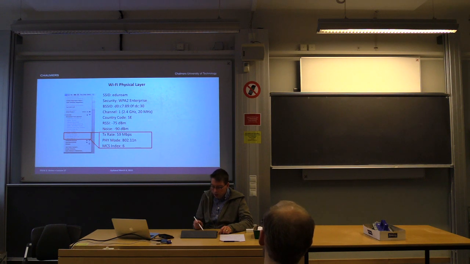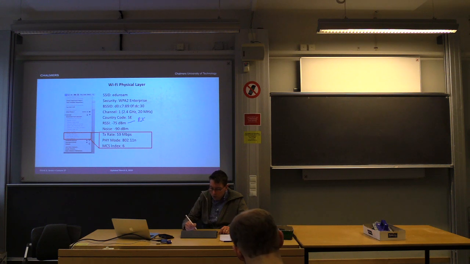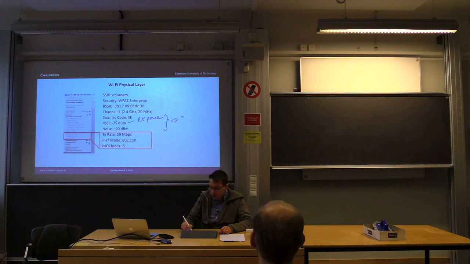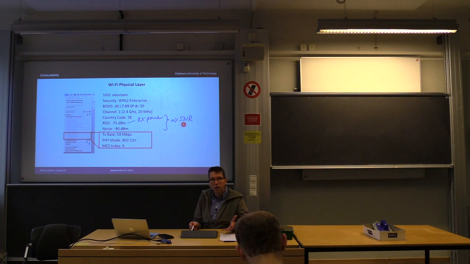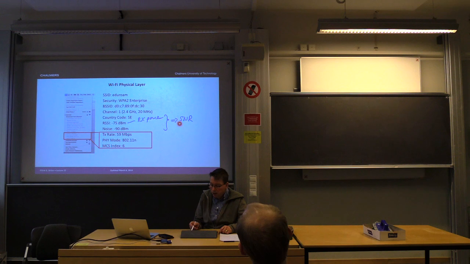RSSI here is the receive power, so this is the RX power, and the noise here is the noise power, and these things together give me the signal to noise ratio, and the signal to noise ratio determines what data rate I can use. Okay, so if the SNR is high, I can use a high data rate. If it's low, I can use a low data rate. And in this case, this SNR was sufficient to give me this 59 megabits per second, using a physical mode called 802.11n with a modulation and coding scheme index 6.